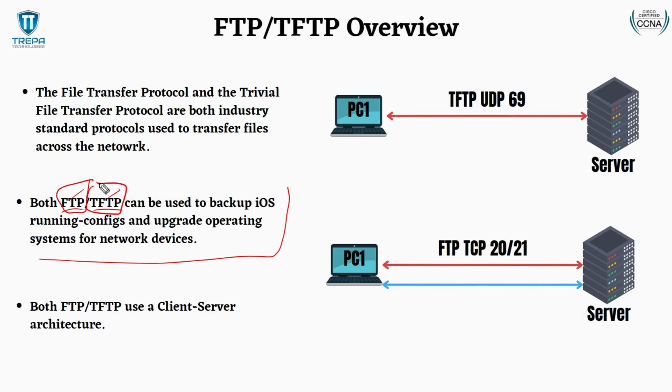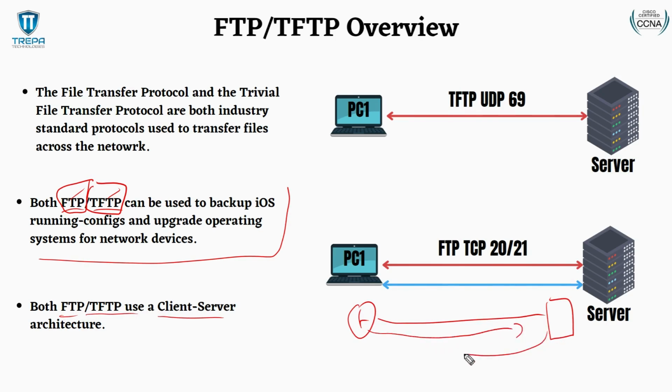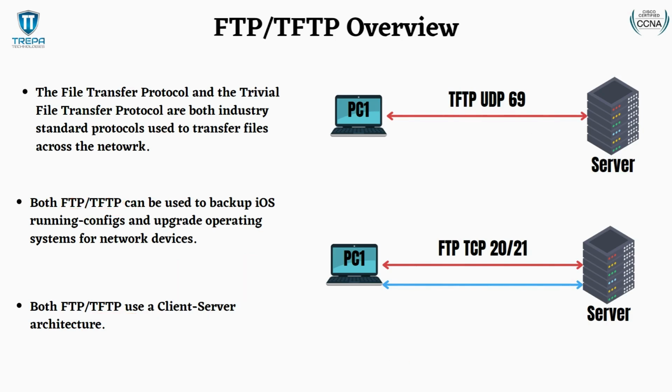In our lab, we're just going to send our IOS off to our FTP and TFTP servers and then pull it back. So a send and receive, essentially. And then both FTP and TFTP are going to use a client-server architecture. And as far as the IOS goes, typically we're going to be the client, either sending off our IOS to the server or retrieving files from that server. But again, it is just a typical client-server architecture.